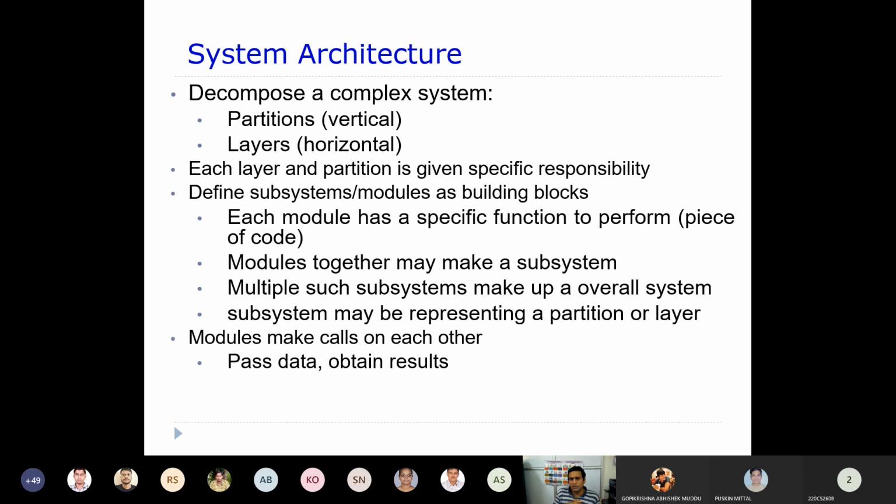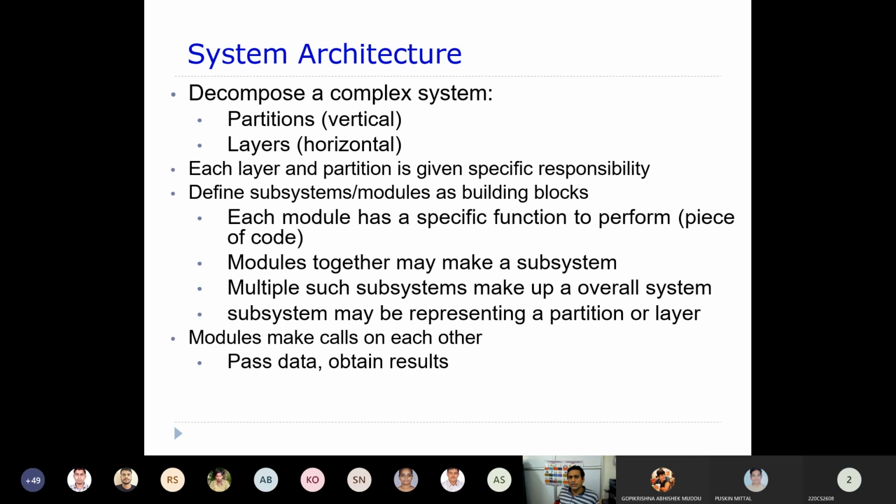We will see an example so that you will be able to understand. Before that, you need to know that if you are going through horizontal decomposition, each layer and partition is given a specific responsibility. That means the whole system is divided into certain layers and partitions, and each layer and partition has a specific responsibility. Now you need to define different modules, which are the basic building blocks.